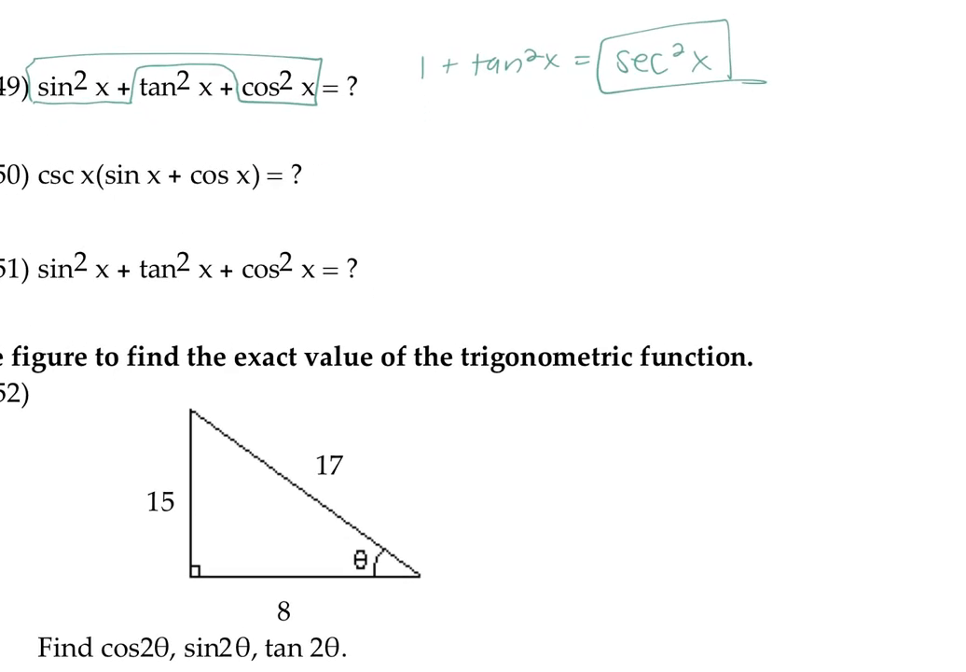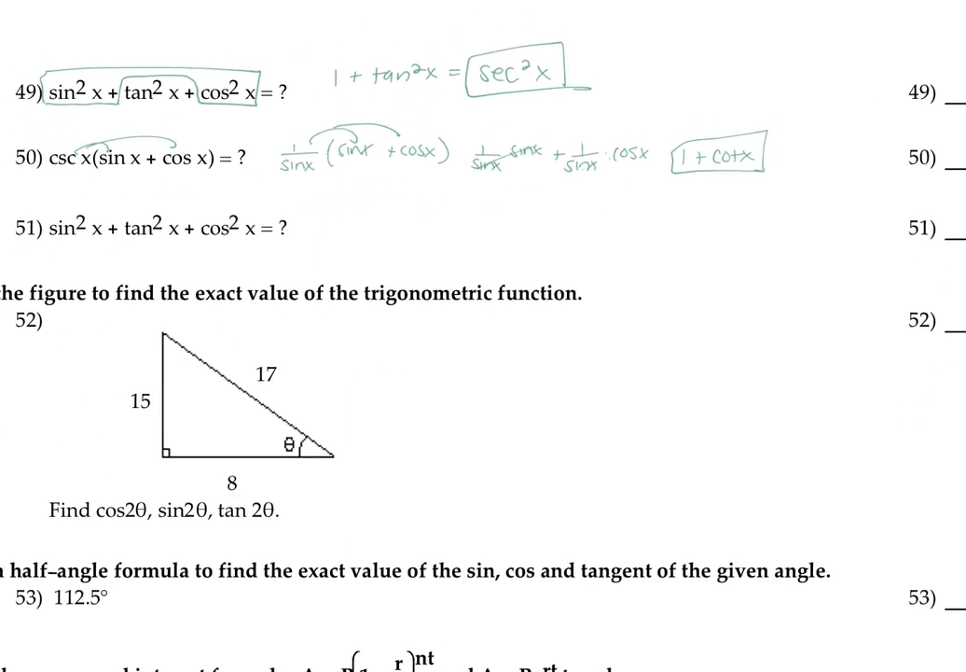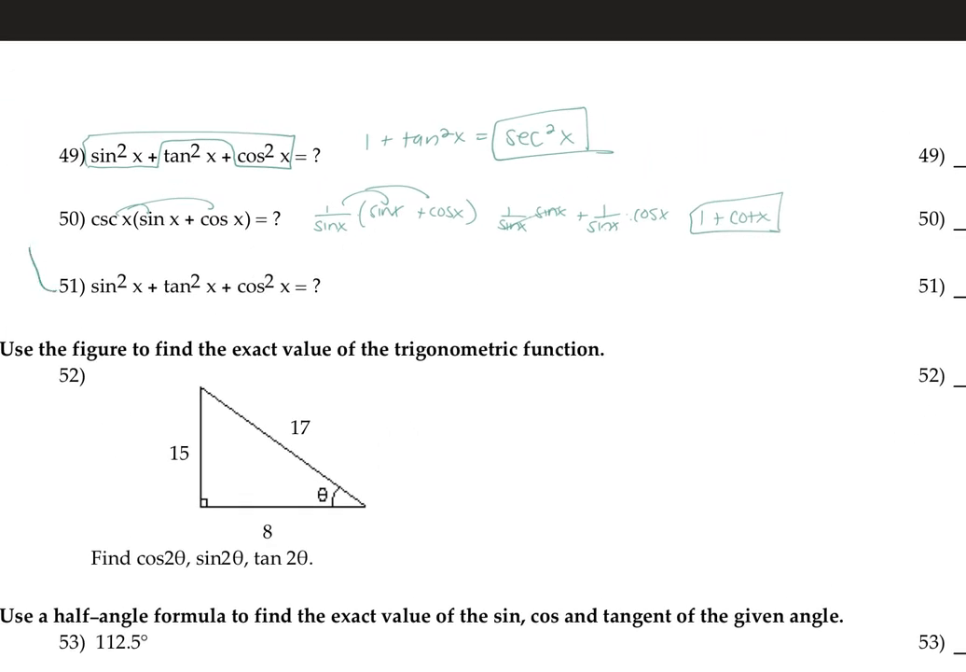For 50, you can distribute this in. Cosecant would be 1 over sine of x, so I can do that first. Distribute, I'd get 1 over sine x times sine of x plus 1 over sine of x times cosine of x. These cancel, and I get 1 plus cosine over sine, which is cotangent. And the last one is a duplicate of the first one, so we already know that answer.